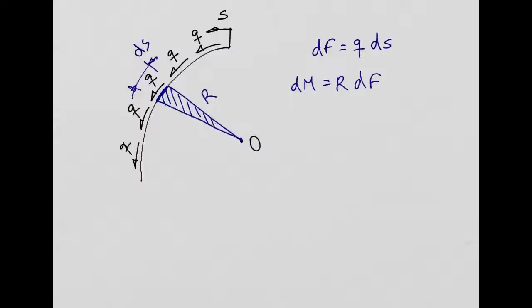Now, look at this. We have here a triangle. The area of this triangle is going to be equal to 1/2 times the radius times the s. Right? The width times the height over 2 is the area of a triangle. So I can say from this equation that r ds is going to be equal to 2 times the area of this triangle.